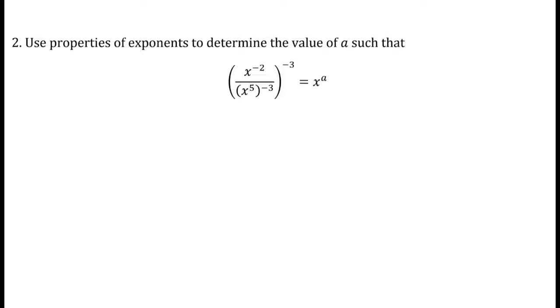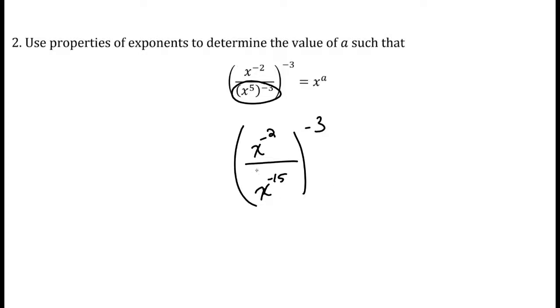Use properties of exponents to determine the value of a such that x to the negative 2 over x to the fifth to the negative 3, all to the negative third, equals x to the a. We've got a whole lot going on. Let's start cleaning it up. So on the inside here, I've got x to the negative 2 over a power to a power means I multiply.